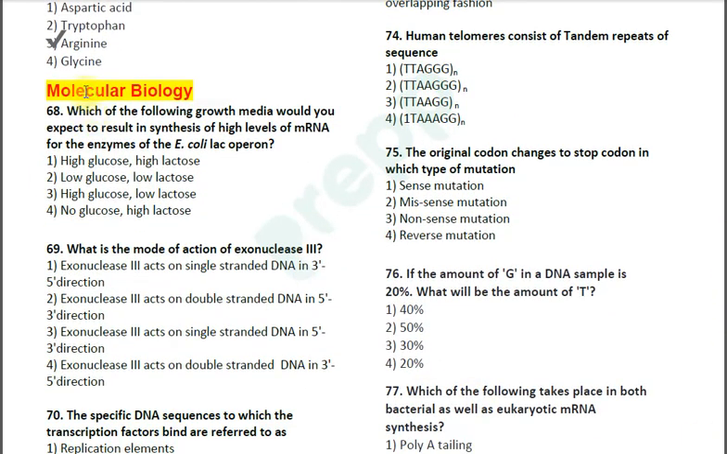Question number 68. Which of the following growth media would you expect to result in synthesis of high levels of messenger RNA for the enzymes of the E. coli lac operon? The option number 1 high glucose, high lactose. Number 2 low glucose, low lactose. Number 3 high glucose, low lactose. Number 4 no glucose, high lactose.